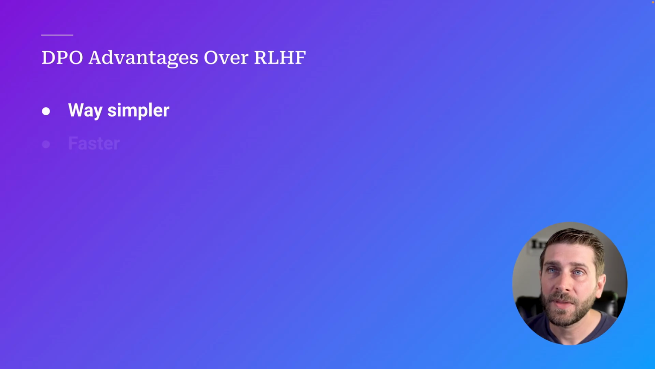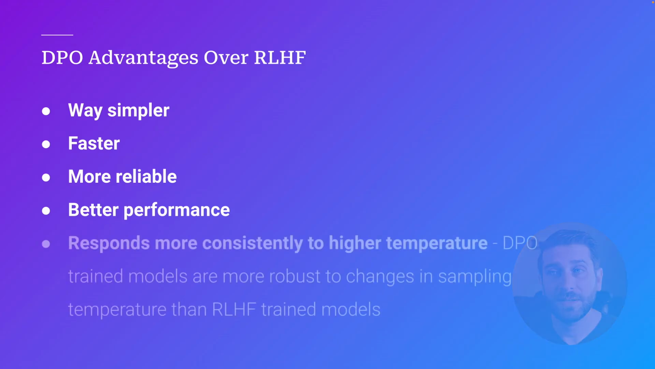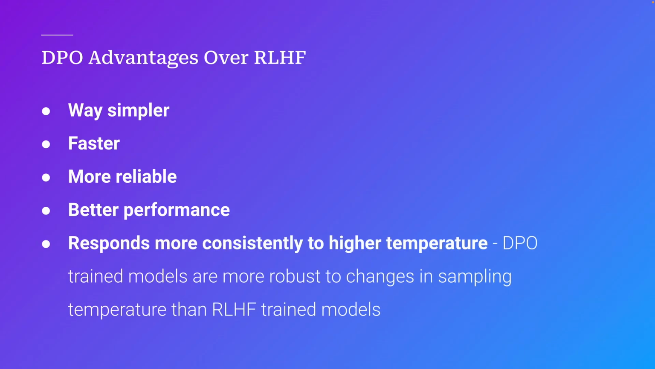They figured this out mathematically to get really the same or better outputs as RLHF by using that preferences data, which was really the goal of RLHF in the first place, to be able to use less data to train a model. And they figured out how to do it with math. It's awesome. It's way simpler. It's faster than RLHF. It's more reliable. It has better performance. And this, I think, is super interesting. DPO trained models respond more consistently to higher temperature. I have another video where I talk about temperature. It's essentially how random the outputs are from your model.